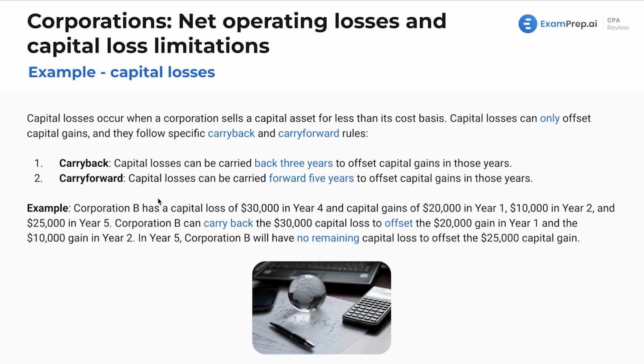Nothing too crazy there. Example here being Corporation B has a capital loss of $30,000 in year 4 and capital gains of $20,000 in year 1, $10,000 in year 2, and $25,000 in year 5. Here we see that Corporation B can carry back the $30,000 capital loss to offset the $20,000 gain in year 1 and the $10,000 gain in year 2. In year 5, Corporation B will have no remaining capital loss to offset the $25,000 capital gain.